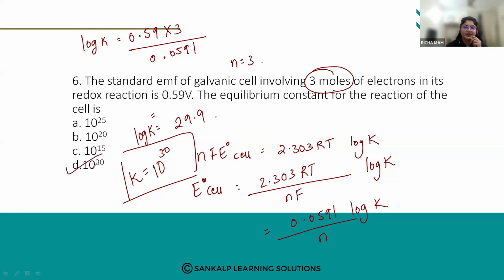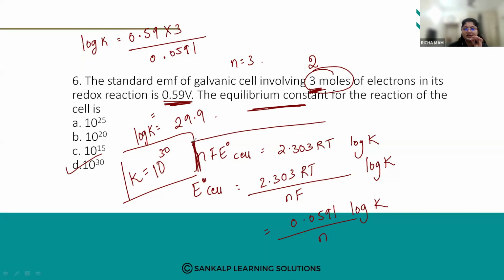It is 10 raised to 30. Option number D. Okay, so very simple question. Similarly, the standard EMF of the galvanic cell will be given. The number of moles might be different. They might give you 2, 5 like that. So a different number of moles will be given, and the EMF of the cell is also given, 0.59 volts. Then you have to calculate the equilibrium constant.